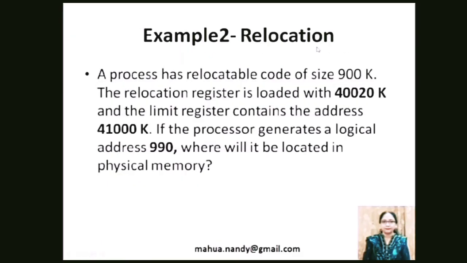The second example we are considering regarding relocation is a process that has relocatable code of size 900K. The relocation register is loaded with 40020K, meaning the content of the relocation or base register is 40020K. And the limit register contains the address 41000K. If the processor generates a logical address 990, where will it be located in physical memory?